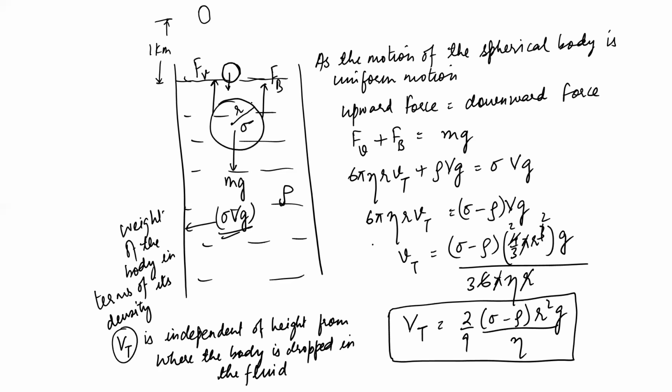in the fluid. Terminal velocity can be positive as well as negative. If sigma, where sigma is the density of the body, is greater than rho, then terminal velocity Vt is in the downward direction, and if sigma is less than rho, Vt will be in upward direction.